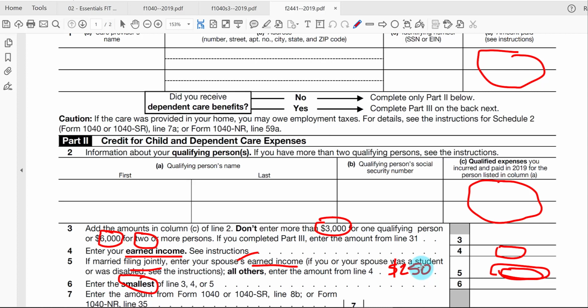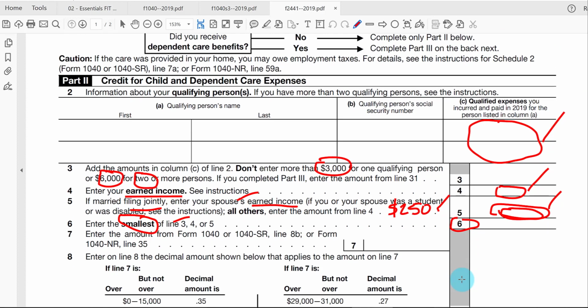So again, you look at the amount paid to the providers, you look at the amount paid for each person up to $3,000 per person, a maximum of $6,000. You look at the amount earned by our taxpayer, you look at the amount earned by our spouse, including this imputed amount here per month. And again, you pick the smallest amount and enter it here in line number 6. Now, this is not the credit. We're going to have to reduce it by a percentage.